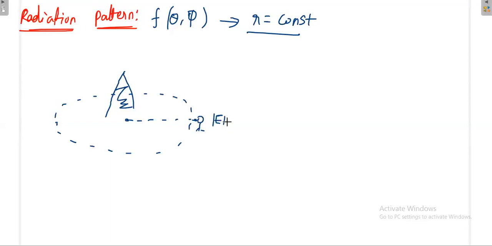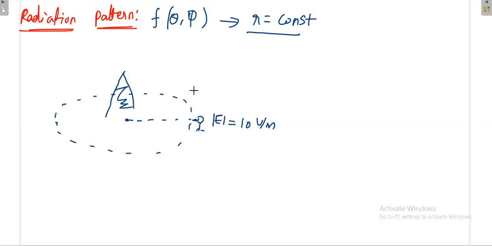I am trying to measure the electric field. I'm not worried about how much magnetic field or power there is, but one thing is very clear: if it is EM waves and electric field is there, definitely magnetic field will be there, and definitely some power will be there. But I am measuring only the electric field. Electric field is always volt per meter. Somehow I am measuring the electric field. Say, for example, I am getting 10 volt per meter. Now, what happens if I move along this line?